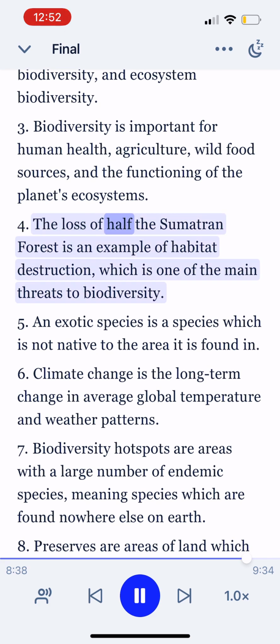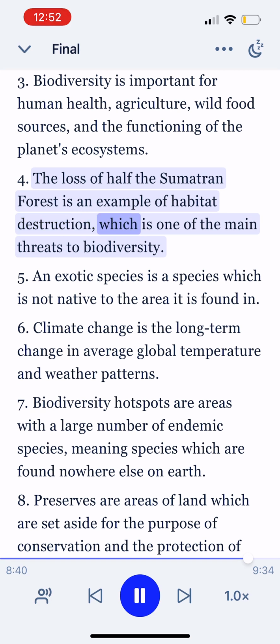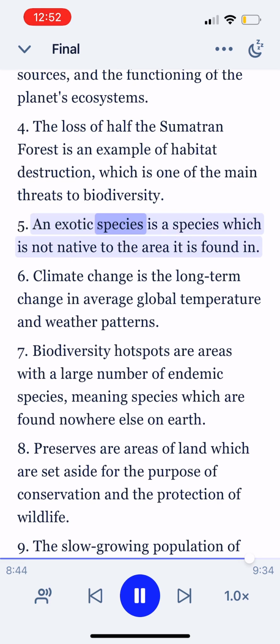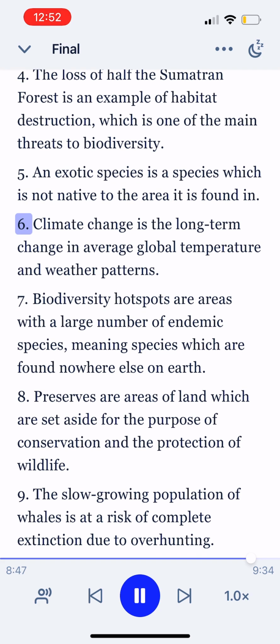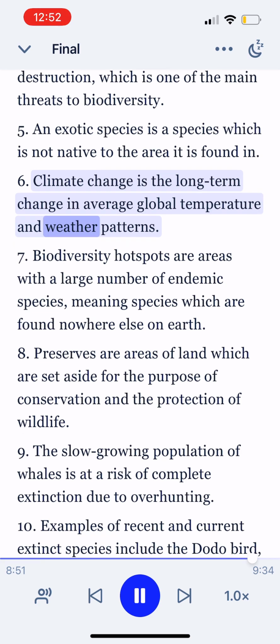4. The loss of half the Sumatran forest is an example of habitat destruction, which is one of the main threats to biodiversity. 5. An exotic species is a species which is not native to the area it is found in. 6. Climate change is the long-term change in average global temperature and weather patterns.